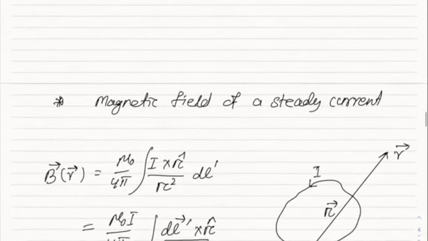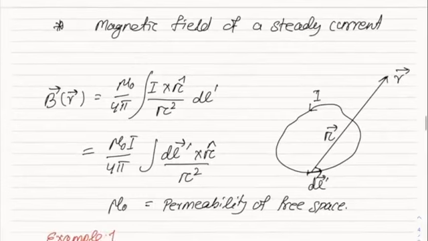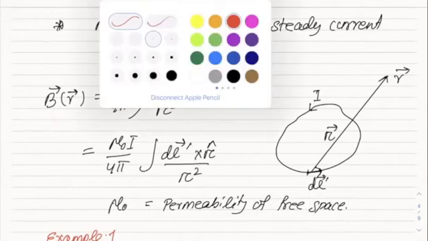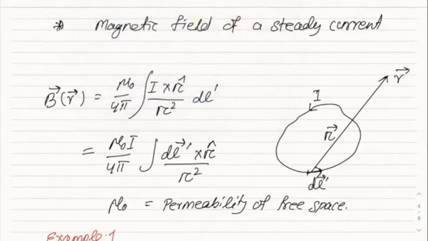That is essentially given by Biot-Savart's law, and the expression looks like this. The magnetic field B(r) due to a steady current I is given by mu 0 by 4 pi, I cross r cap by r square, dl prime. So what does it essentially mean? Actually, there should be a vector sign here.